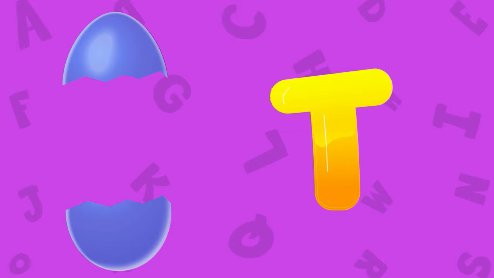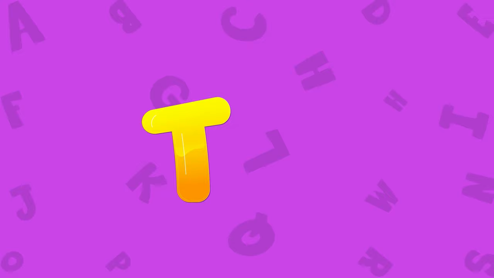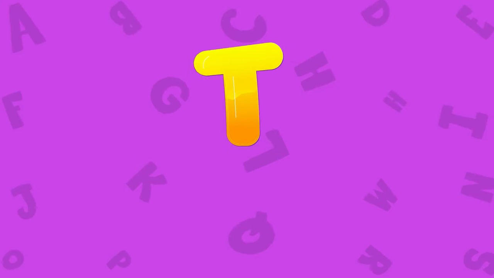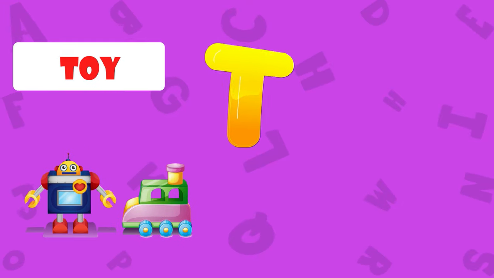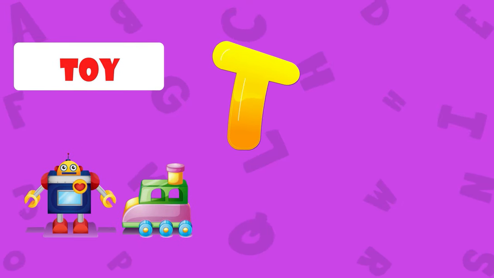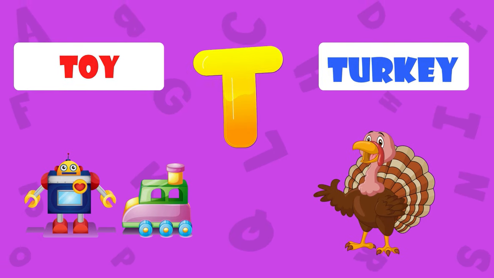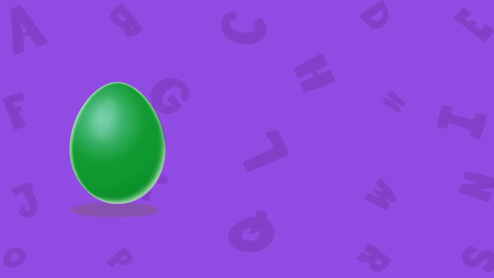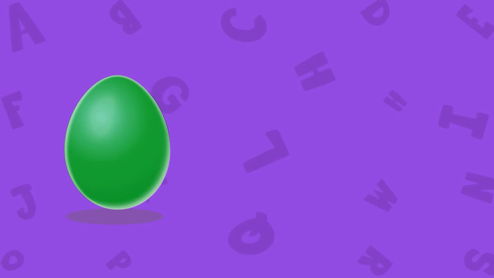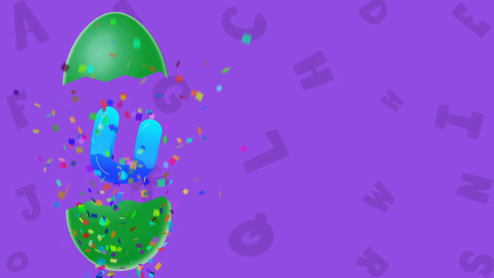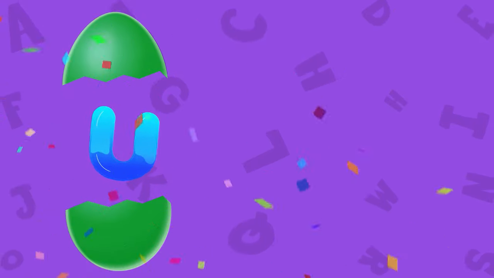Inside the blue egg, there is the letter T. T is for toy. T is for turkey. Now let's open the green egg and see what's inside. Open, open, open! Surprise! It's a letter U.